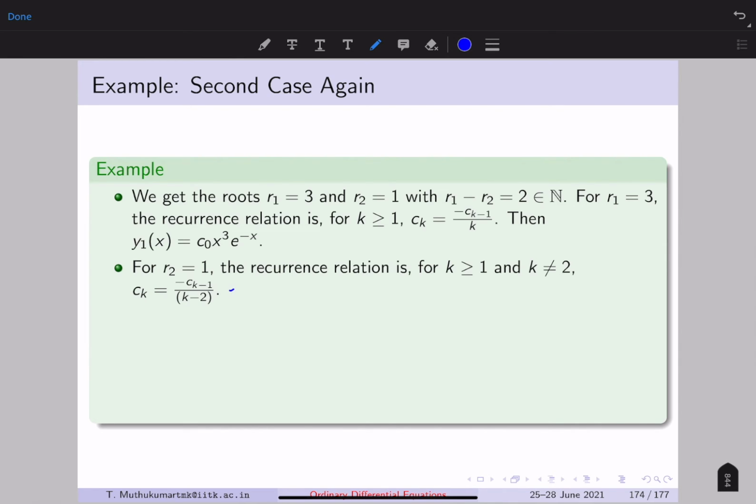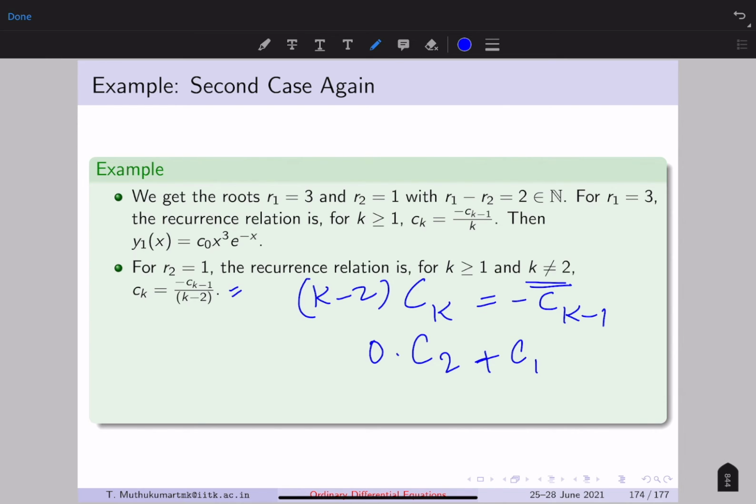Here you will get a recursive relation of this form, but here again you see k equal to 2 is not allowed as a division. So for the k equal to 2 situation, you think of the recursive relation as k minus 2 times Ck plus Ck minus 1. This is how you imagine. So what happens in the case of k equal to 2? 0 times C2 plus C1 equal to 0 is what you will get from this relation, which tells you that C1 has to be 0 and C2 can be arbitrary.